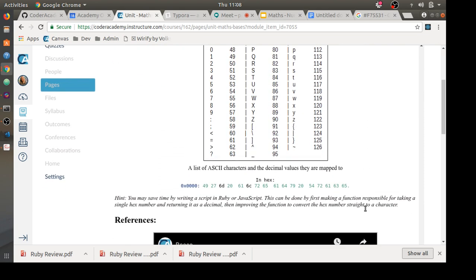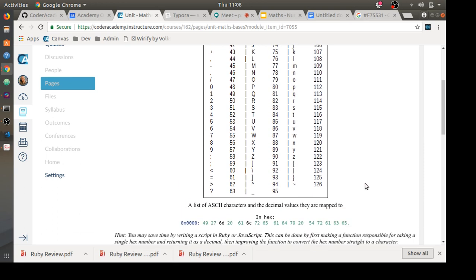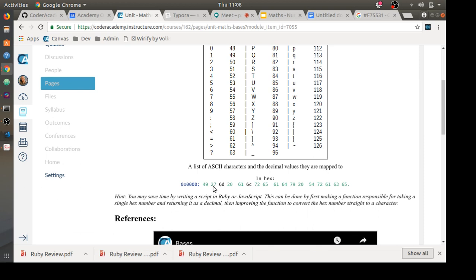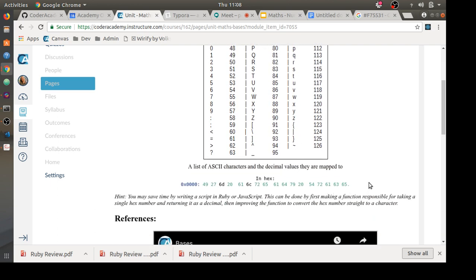Why don't you guys have a go with this challenge? So this challenge is you take this number in hex, convert each one of these pairs to decimal, and then find the corresponding letter or symbol in this table, and then find the secret message. Cool. Oh, that's a good one.